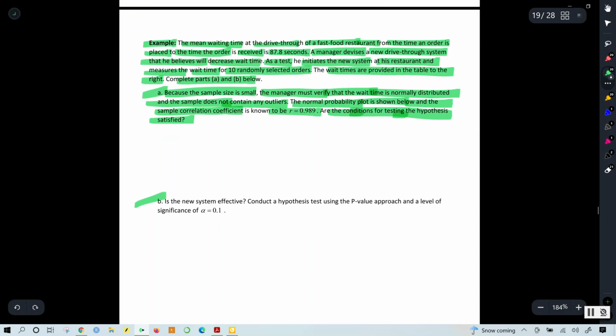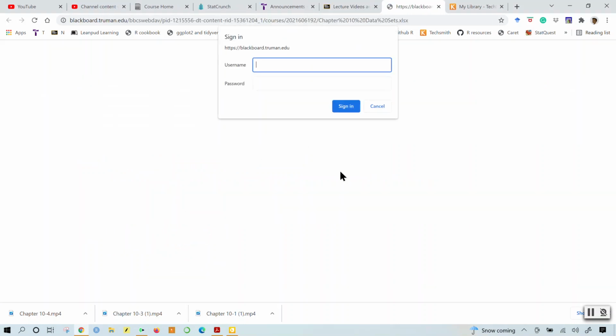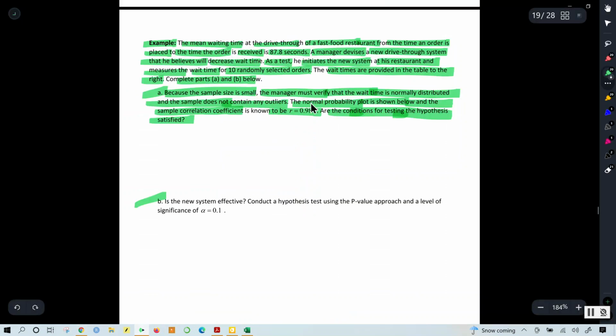Let us see where the data set is. To see where your data set is, you'll be able to see in the same folder that holds your printable lesson notes, the chapter 10 data sets. So you can go ahead and click on that data set, and then there should be an automatic download. So here on my screen is the data set, and although I called it page 19 data set, that was adjusted later. So in particular, going back to my work notes, the goal is to check if the wait time is normally distributed. What does that entail?